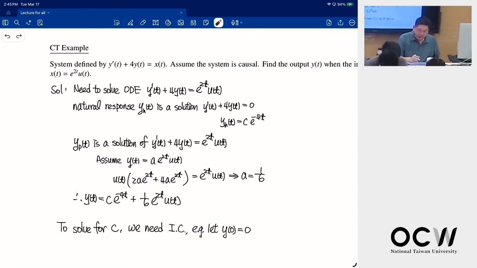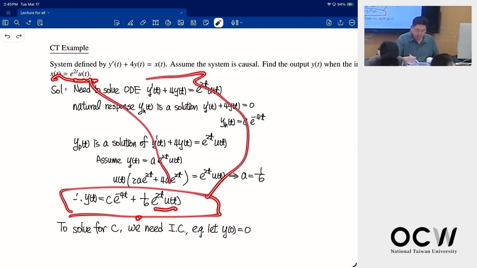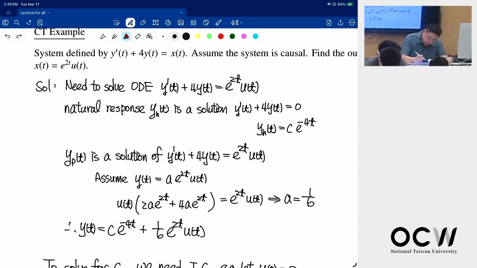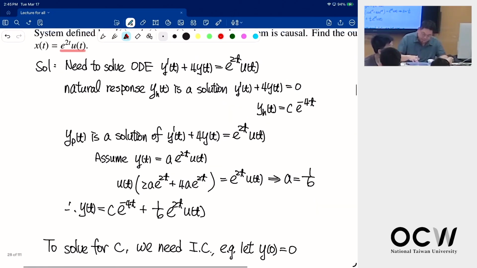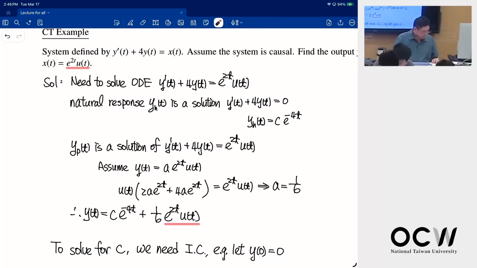And you can see this output depends on the current input, no future input or past. So it is causal or memoryless. Here you can also observe this is your input, and here is your output. This is the continuous time example.